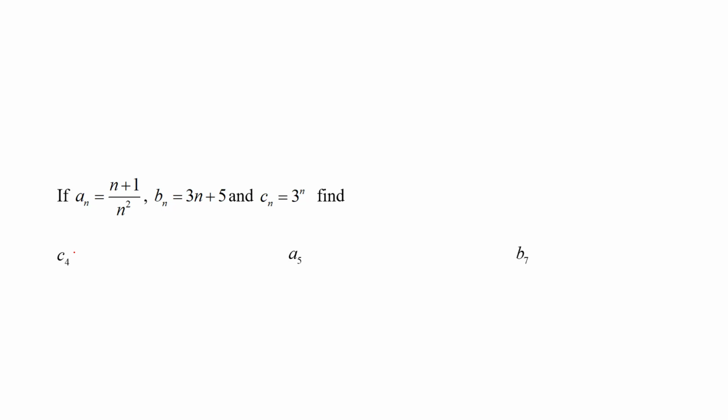So to find the fourth term, c sub 4, you just simply go to your formula for c, and you put in 4, and you get 3 to the 4th power. And 3 to the 4th power is 81. To find a sub 5, you go to your formula for a, and you replace n with 5. 5 plus 1 divided by 5 squared, 6 over 25. b sub 7, just go to your formula for b, replace n with 7, 3 times 7 plus 5. 21 plus 5, 26.